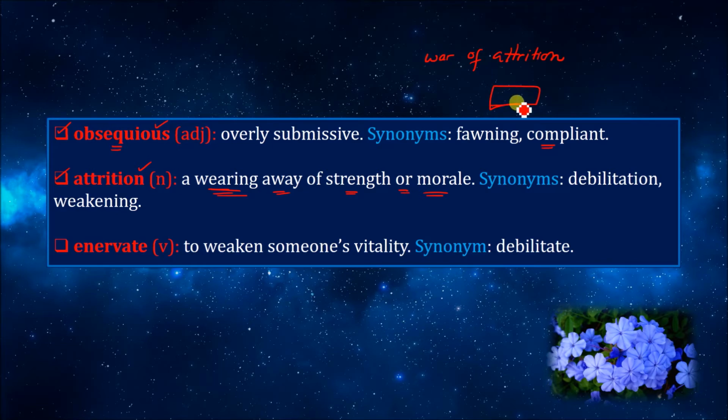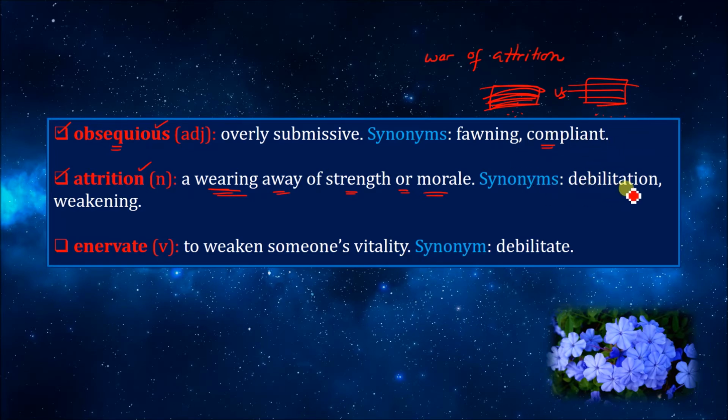So here's side 1 and here's side 2. The war is kind of breaking them apart. Both of them are being destroyed. In the end, there's nothing left of either side. You follow? So war of attrition means nobody wins in the end. Both parties are at a loss because it's wearing away their strength. That's a war of attrition.